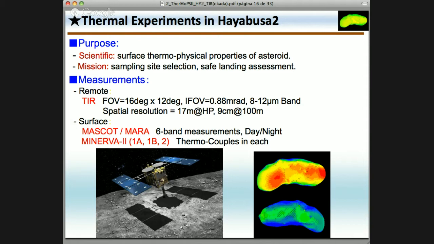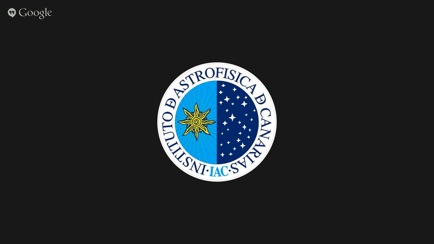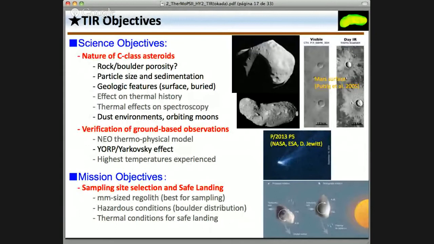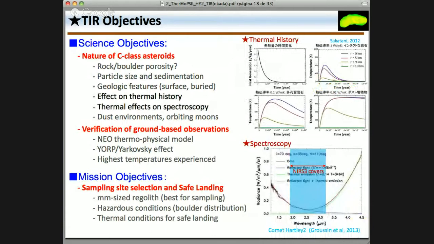So the scientific objectives are the nature of the surface: composition, surface rocks or boulders, porosity, particle size and sedimentation conditions, and geologic features. Also the thermal environment, such as YORP or Yarkovsky effect information. And thermal history is very important. This is our grad student's laboratory experiment, showing very different thermal conductivity due to porosity. So it is very important to know the surface material porosity by some remote sensing method.